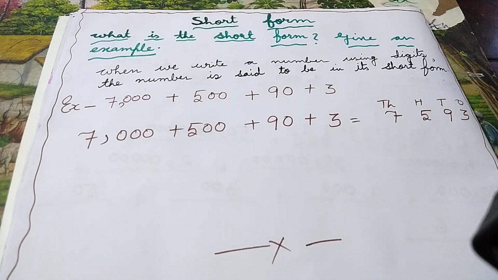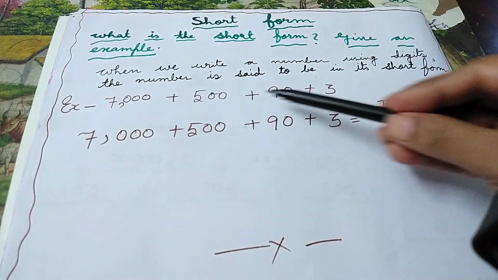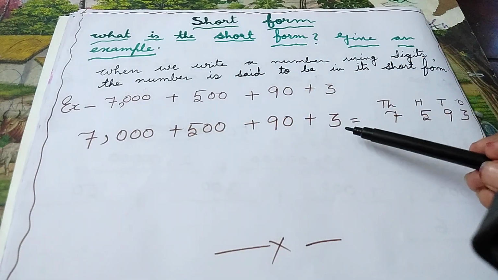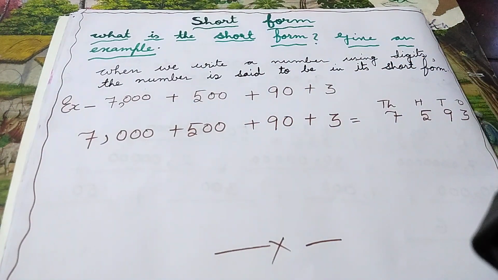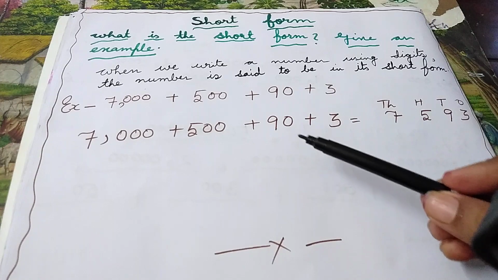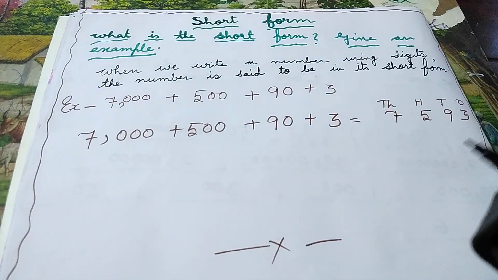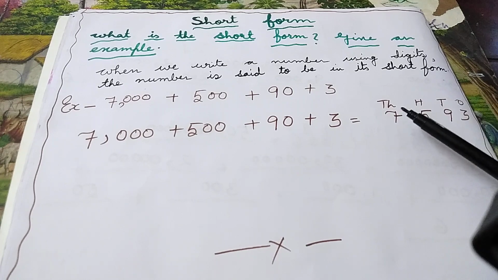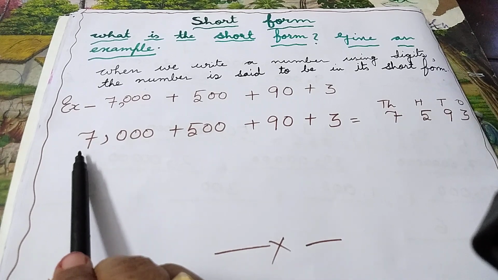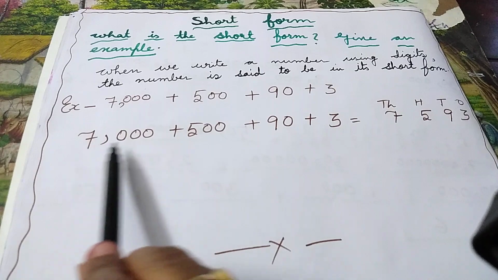In another way, you can write the short form of this, more easily. How many numbers are there? 1, 2, 3, 4. 4 numbers are there. So write 4 places. Starting from ones, tens, hundreds, thousands. Now the first number is 7,000.